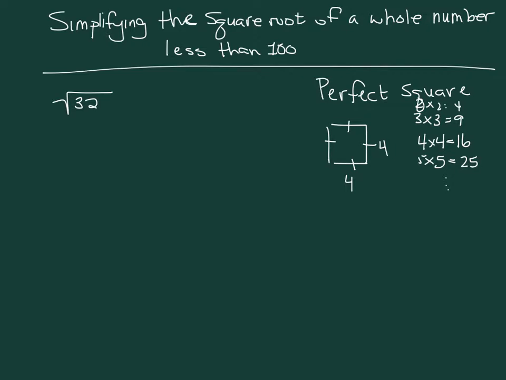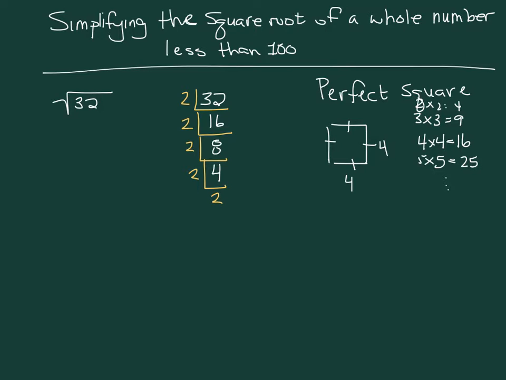What I'm going to have to do with the square root of 32 is create a situation in which I have a perfect square inside of the square root, okay? So if I look at 32, I'm going to break 32 down into its prime components. So I have 2 and 16. Then I'm going to get 2 and 8. Then I'm going to get 2 and 4. And then I'm going to get 2 and 2.